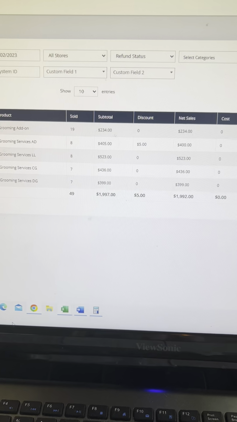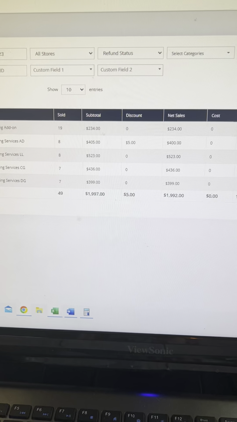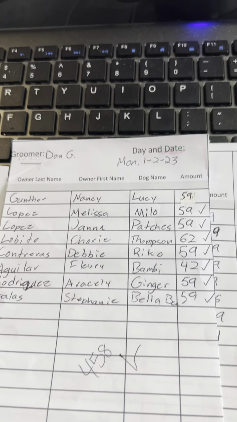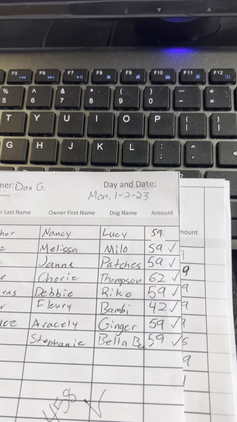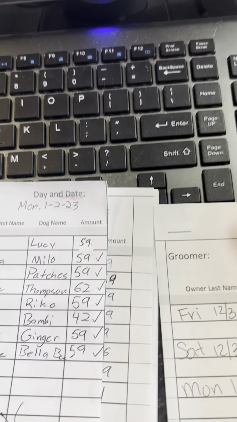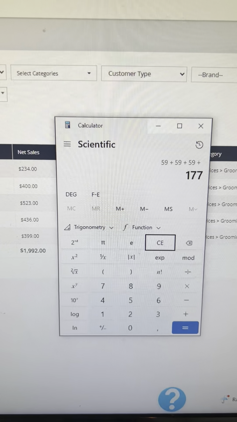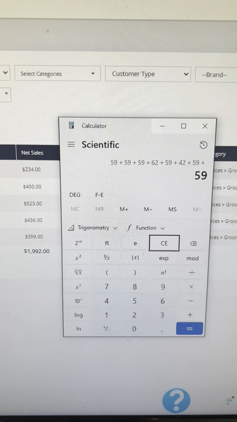Okay, fixing the error of the wrong groomer being rung up. Right price, wrong groomer. So in this case, I was totaling Dan's, ignore that for a second, and when I add up Dan's total, I have 59 plus 59 plus 59 plus 62 plus 59 plus 42 plus 59 plus 59.